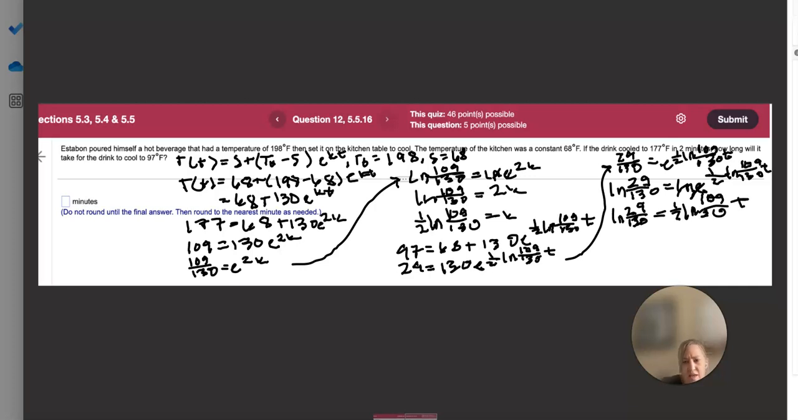Now we're going to divide everything by that 1 half ln of 109 over 130 and solve for t finally. So t equals 2, because you can flip that 1 half, times ln of 29 over 130, over ln of 109 over 130. It says to round to the whole number as needed, so just make sure you're really careful about the number that you're rounding to. After plugging this into the calculator, it should be t equals approximately 17 minutes. And that's all you have to do to solve this one.